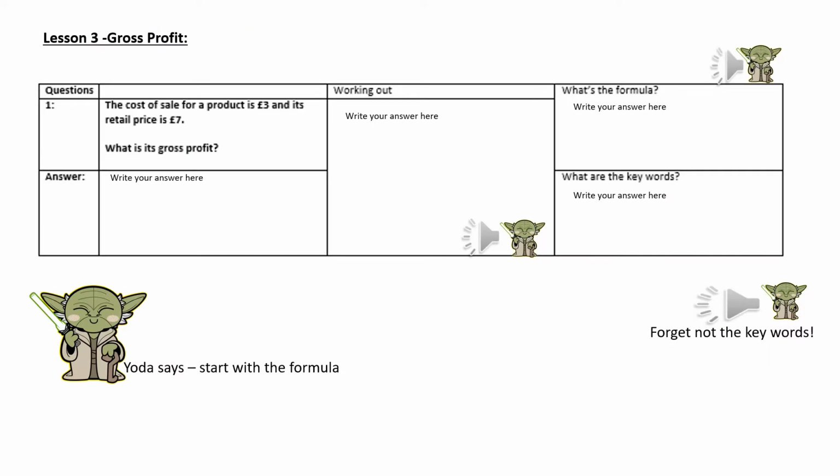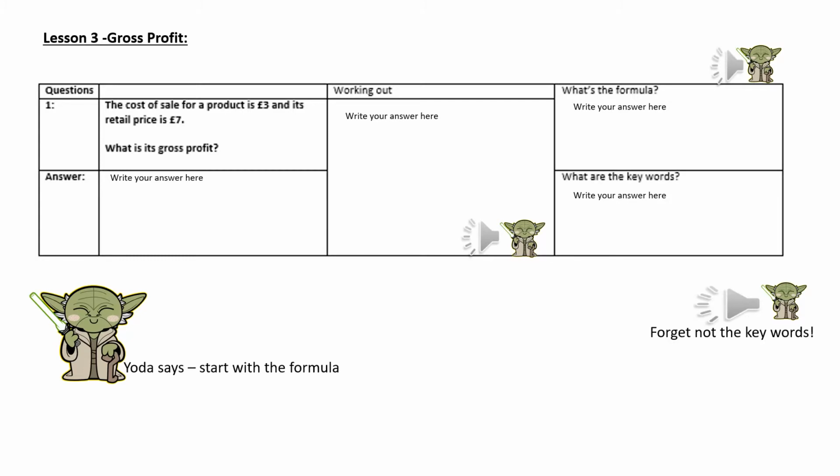Hopefully you followed what Yoda says at the beginning. He says start with the formula. The formula for gross profit is turnover minus cost of sales. So please write that in the formula box. Hopefully you've been following the Yodas. You start off with the one in the front of the slide saying start with the formula. Formula Yoda says that the formula for gross profit is turnover minus cost of sales. So now you should be at the working out stage.